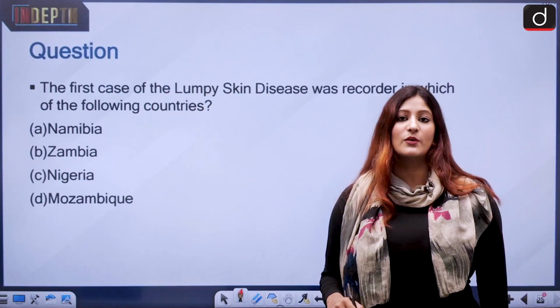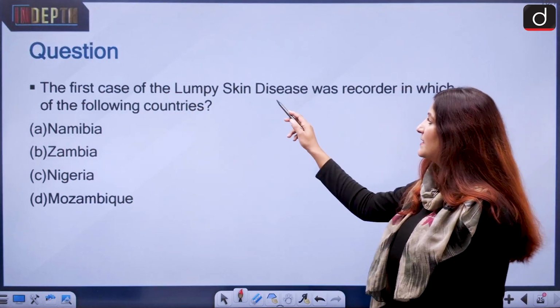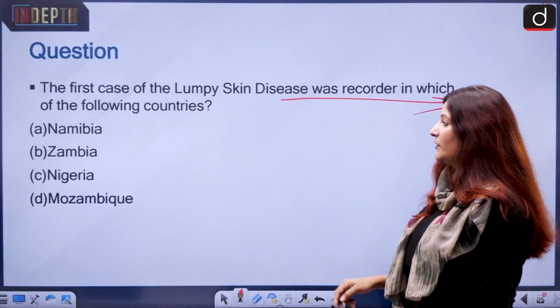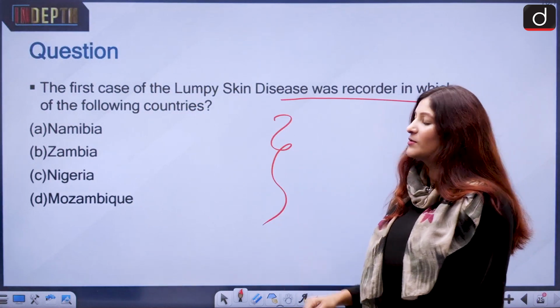Let us move on to the question. The first case of lumpy skin disease was recorded in which of the following countries? Namibia, Zambia, Nigeria, Mozambique. Okay.